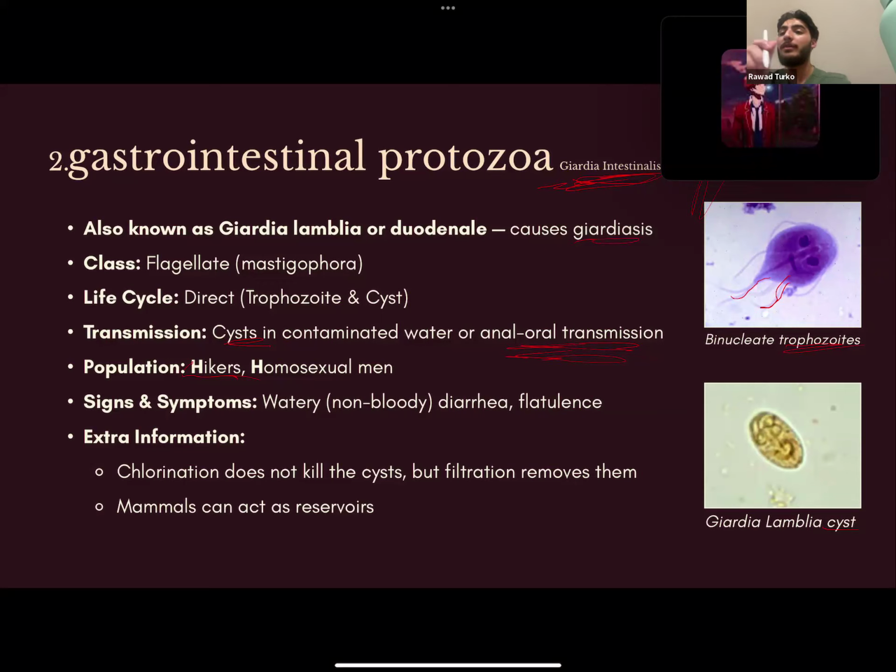Signs and symptoms, this is very important, guys, are watery, non-bloody diarrhea and flatulence. So it's basically just abdominal symptoms. And why is it non-bloody?